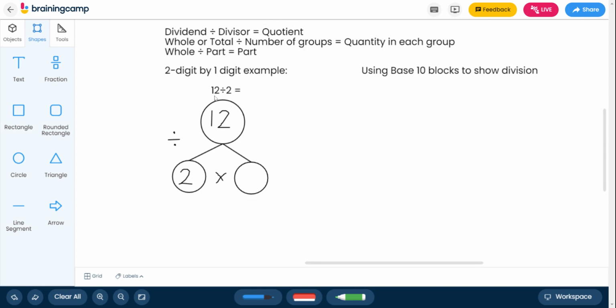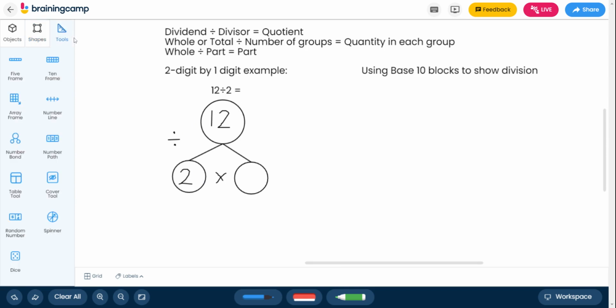All right, so here we have 12 divided by 2, and I have shown it in its number bond diagram. So therefore we have 2 multiplied by something to get 12. Now multiplication is the inverse of division. That's why we have to think about it as well as what must we multiply by 2 to get 12. So let us take a look at what 12 would look like using base 10 blocks.